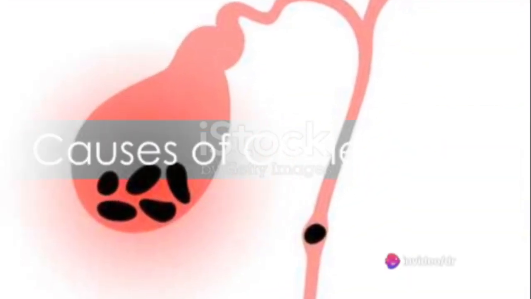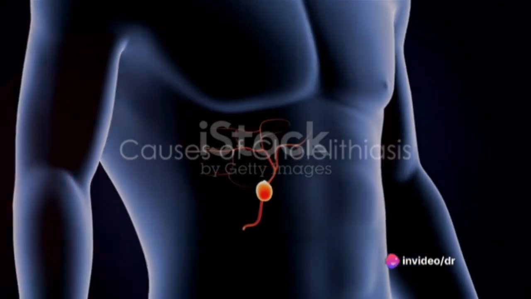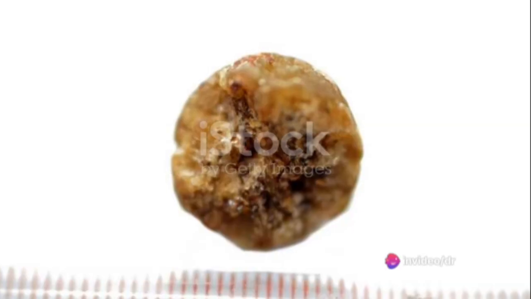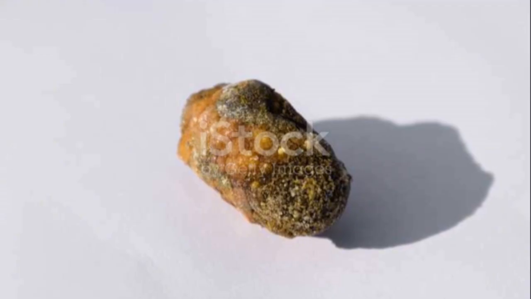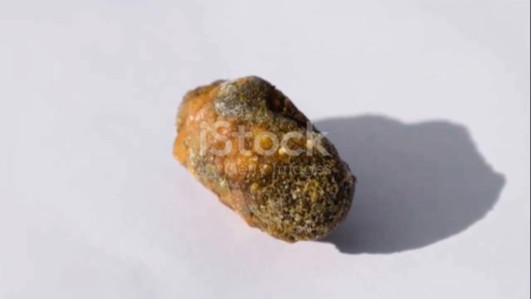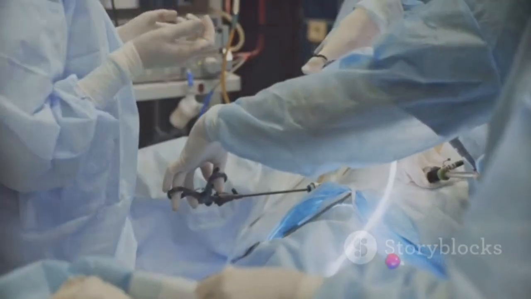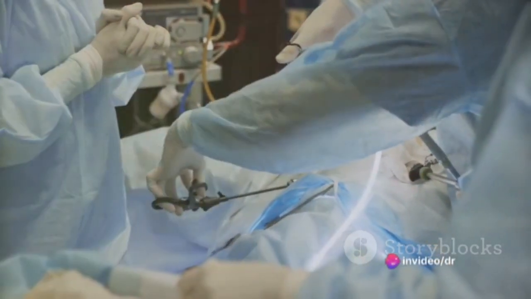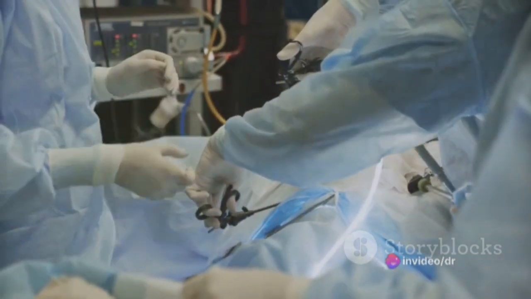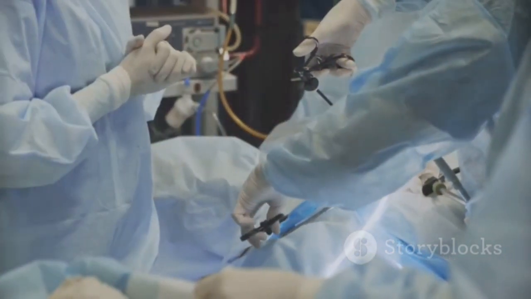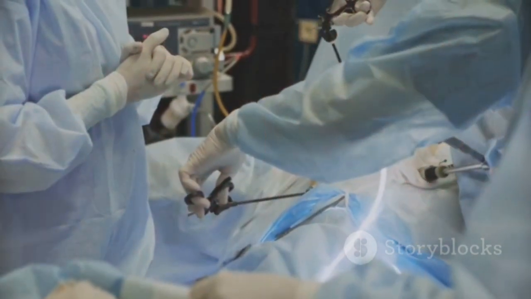The common cause of cholelithiasis is the imbalance in the substances that make up bile. This imbalance can lead to the formation of gallstones, which are typically made of cholesterol, bilirubin, or a combination of both. Other factors that can contribute to the development of gallstones include obesity, rapid weight loss, certain medications, genetics, and certain medical conditions such as diabetes and liver disease.